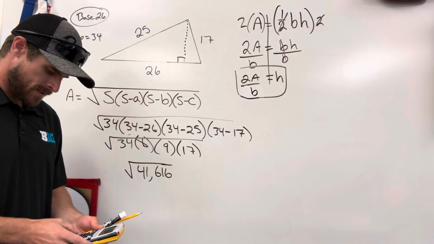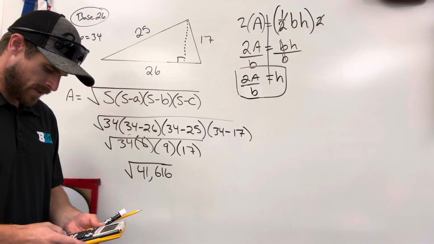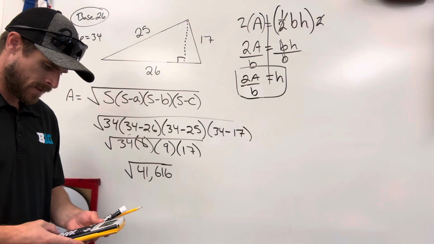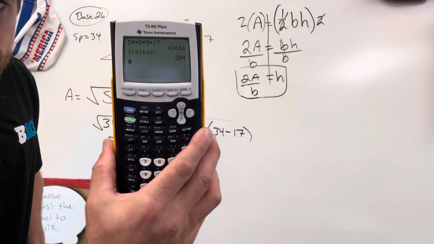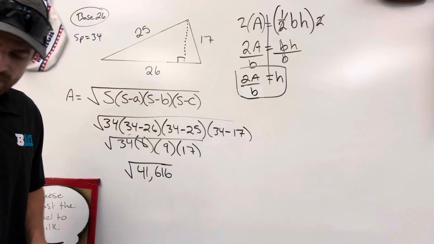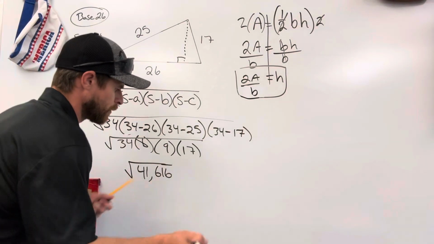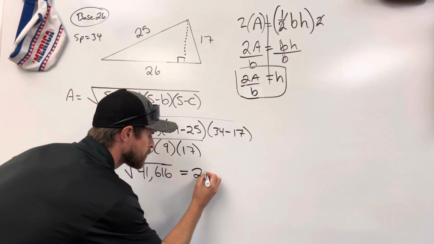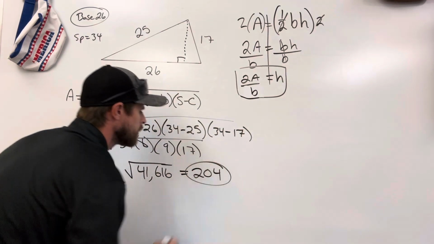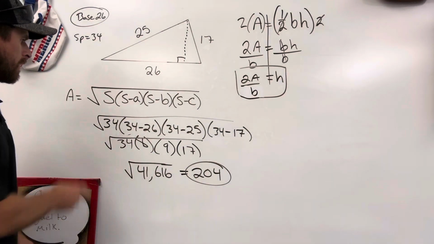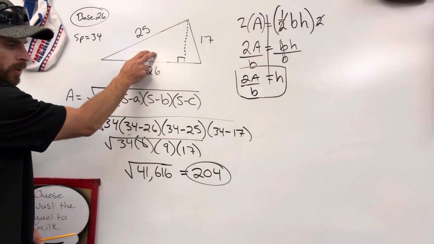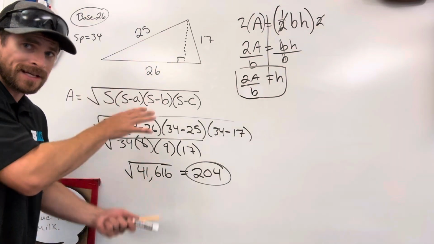So square root of 41,616. I get really, really happy because it is a perfect square. It comes out to exactly 204. So we're not having to deal with any irrational numbers in this problem. 204 is what this comes out to. That is our area of the triangle. So if you're asked to find the area of a triangle, that's all you got to do.